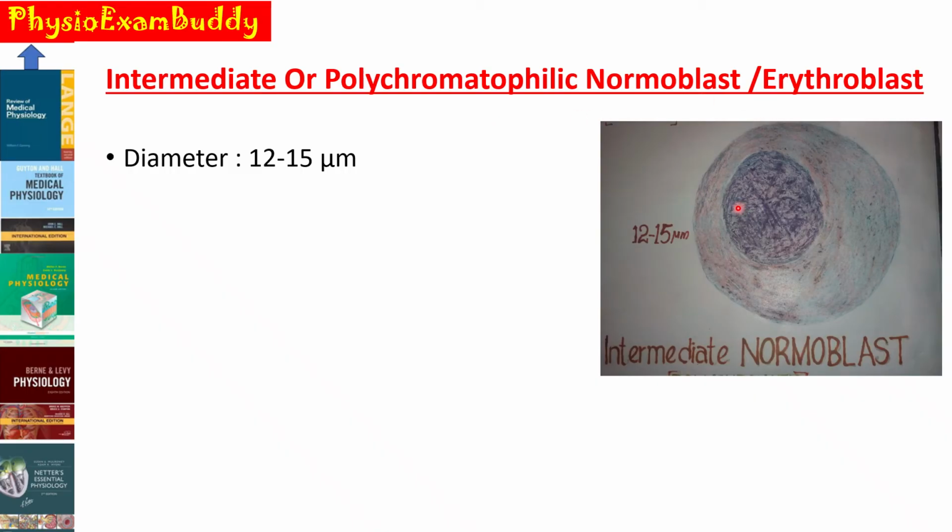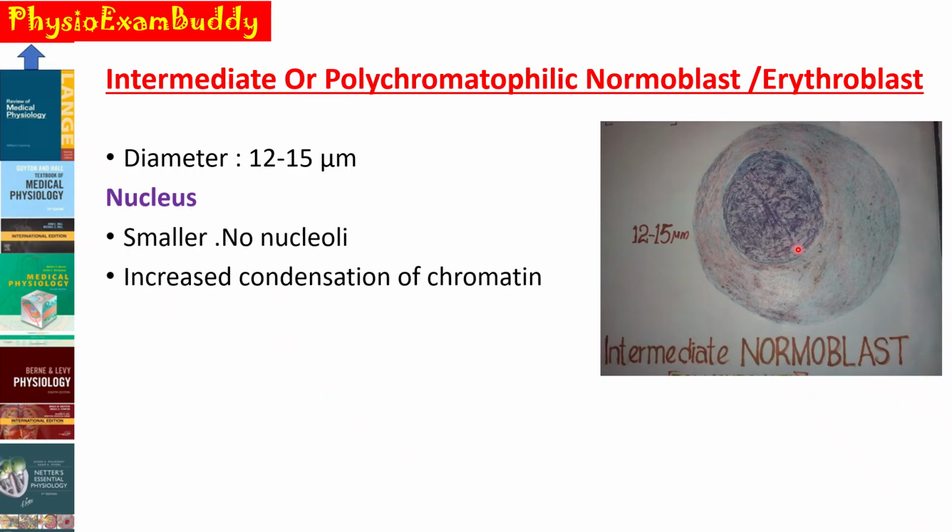Again, the size should decrease when compared to the previous stage. Here, the diameter is around 12 to 15 micrometers. Again, what happens to the size of the nucleus? It becomes smaller, and also there are no nucleoli, and there is an increase in the condensation of the chromatin. So you have to color it using dark hematoxylin.